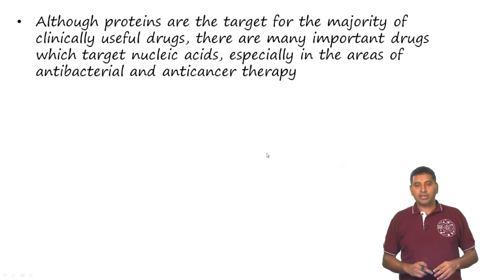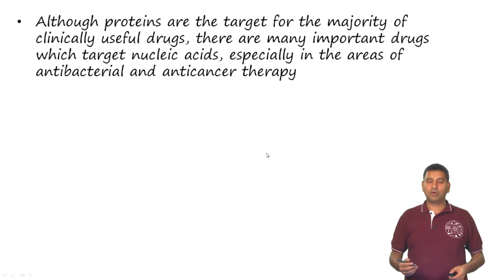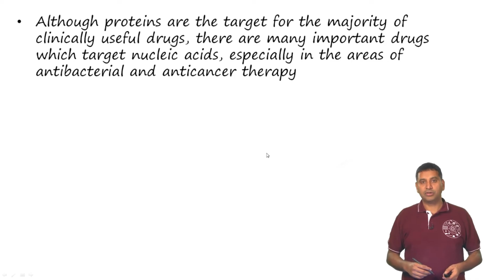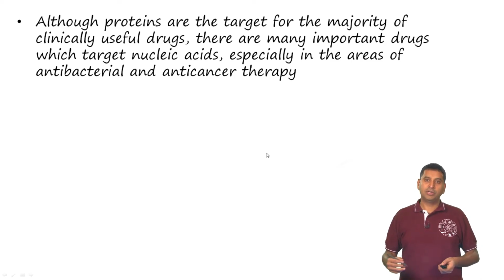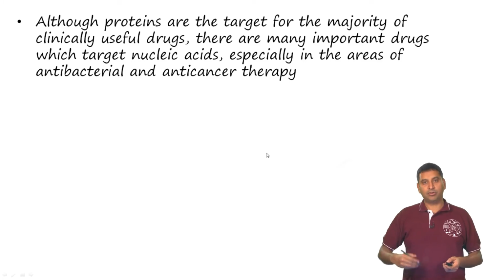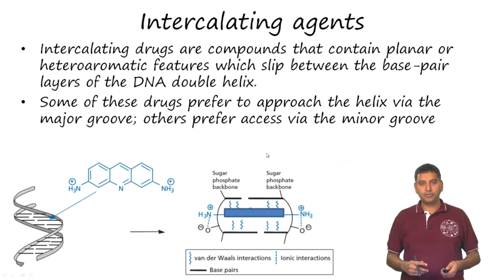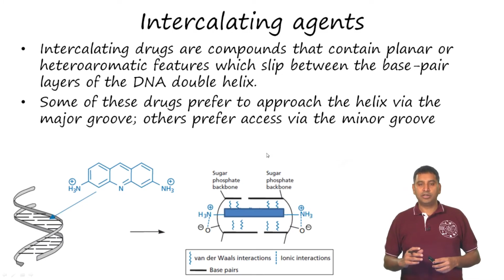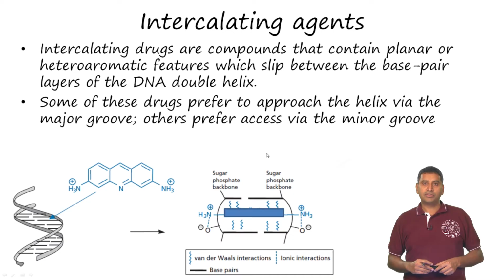Although proteins are the targets for the majority of clinically useful drugs, like we looked at enzyme inhibition, or enhancement or inhibition of receptor signaling, all of these are proteins, and so proteins are the major targets. But nucleic acids are especially important when we are looking at antibacterial and anticancer therapy. In today's lecture, we will look at certain examples of how nucleic acids can be targets for drugs which are already in existence, and how understanding how these drugs act helps us develop new drugs. The first major class of nucleic acid interacting agents are what are known as intercalating agents.